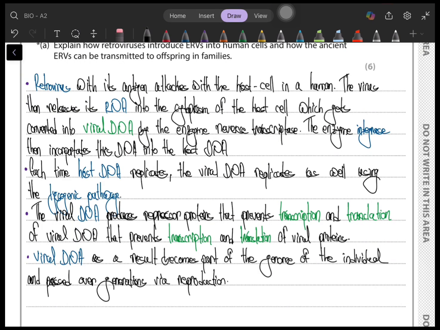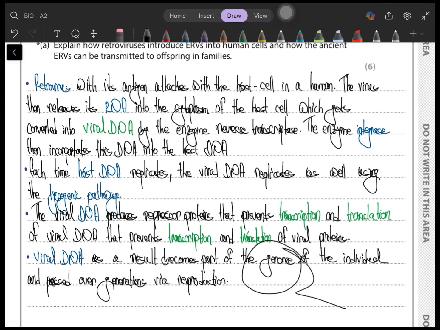The viral DNA produces repressor proteins that prevent transcription and translation of viral proteins. Viral DNA as a result becomes part of the host genome, or part of the genome of the individual, and is passed over to many generations, or passed over to future generations via reproduction.